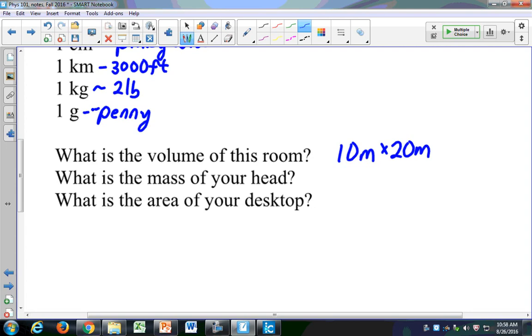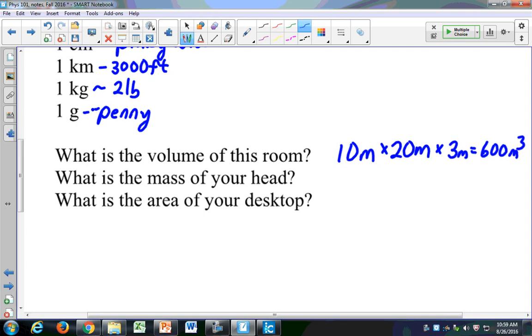And then how tall is it? About 3 meters. I'm about 2 meters, and it's about another meter up, so about 3 meters. So now we have a good rough measurement. 10 times 20 is 200, times 3. That's 600 cubic meters.